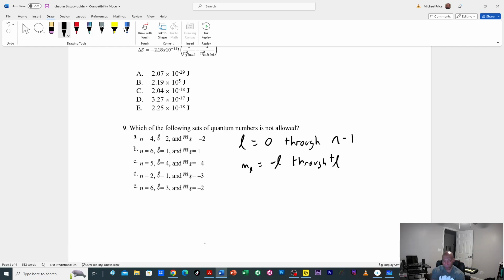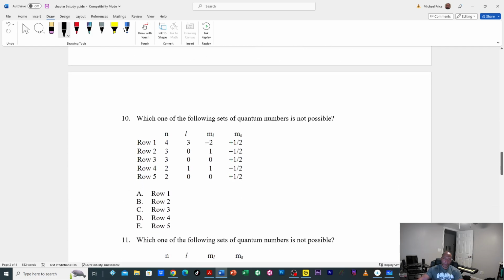N can equal to 5. When N is equal to 5, L can equal to 4. When L is equal to 4, M sub L can equal to -4. So that's allowed. 2. N is equal to 2, L can equal to 1. When L is equal to 1, M sub L cannot equal to -3. So the answer is D.